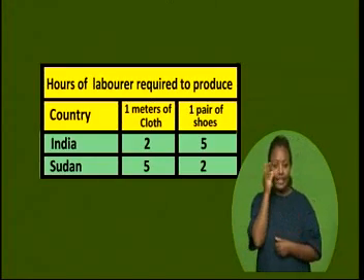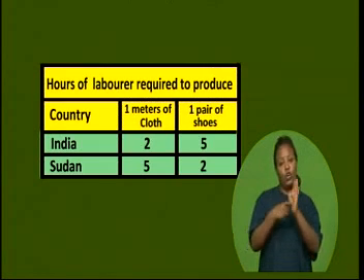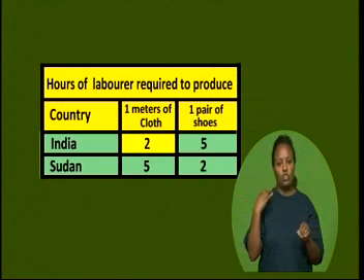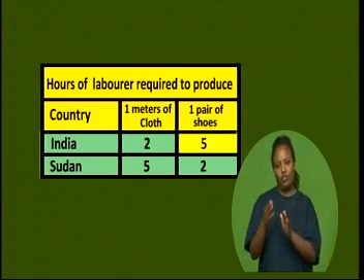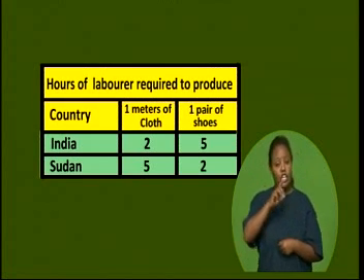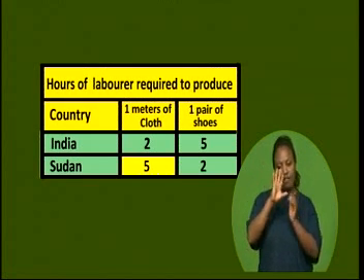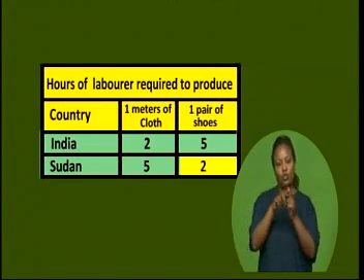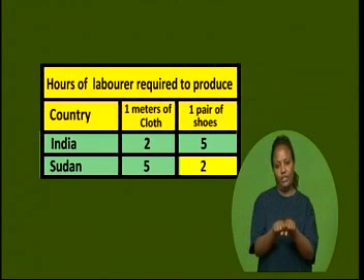Did you answer the question? I hope so. Now compare your answer with what I'm going to describe in a second. The table shows that in India, a laborer requires 2 hours to produce 1 meter of cloth and 5 hours to produce a pair of shoes, whereas a laborer in Sudan requires 5 hours to produce 1 meter of cloth and 2 hours to produce 1 pair of shoes.